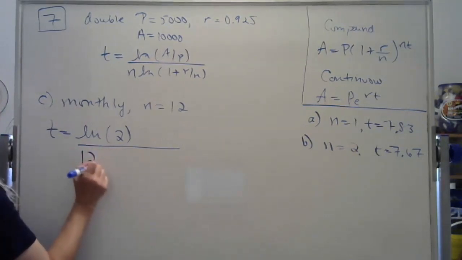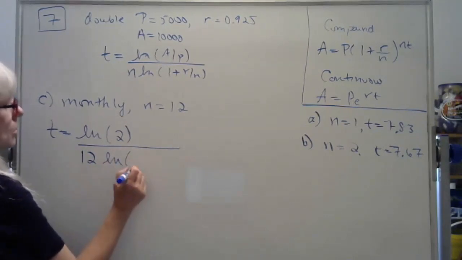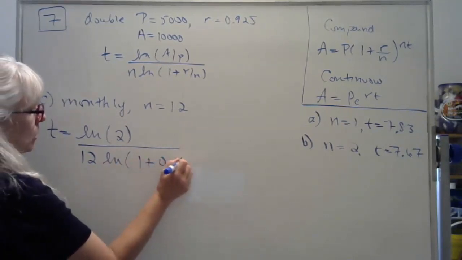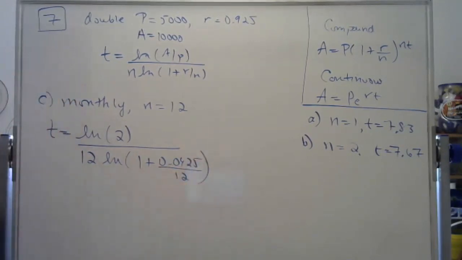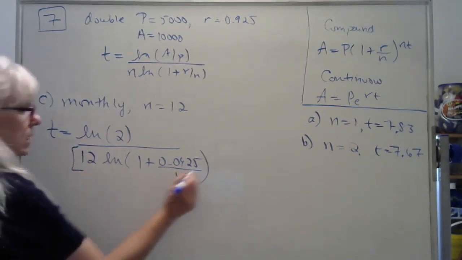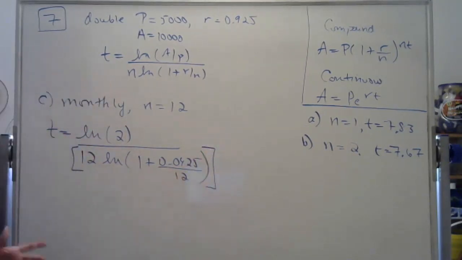All over 12 times the natural log of 1 plus 0.0925 now divided by 12. So we saved some time on having to solve it. And again, make sure you put the entire denominator into a set of parentheses, otherwise it'll divide by just 12 and not the whole thing.